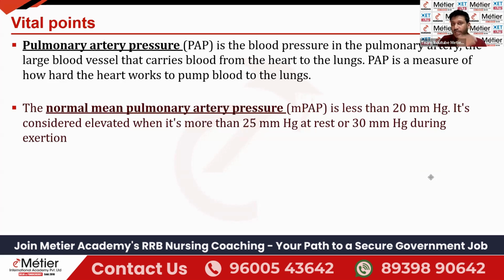Whereas, according to the question, what we have discussed is the normal mean pulmonary artery pressure, that is 15 to 20 mm of mercury. That is the right answer. But if it is more than 25 mm of mercury at rest, underline the words at rest, or during exercise or strenuous activities it is more than 30 mm of mercury, it shows there is a problem in the heart. The pressure is increased because there is some problem in the heart, especially in the ventricles. Understand, guys? So you should know this differentiation. One more thing is there.